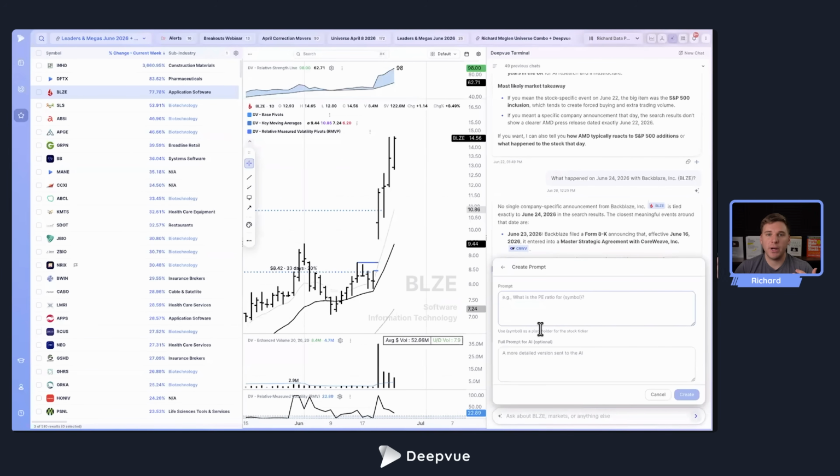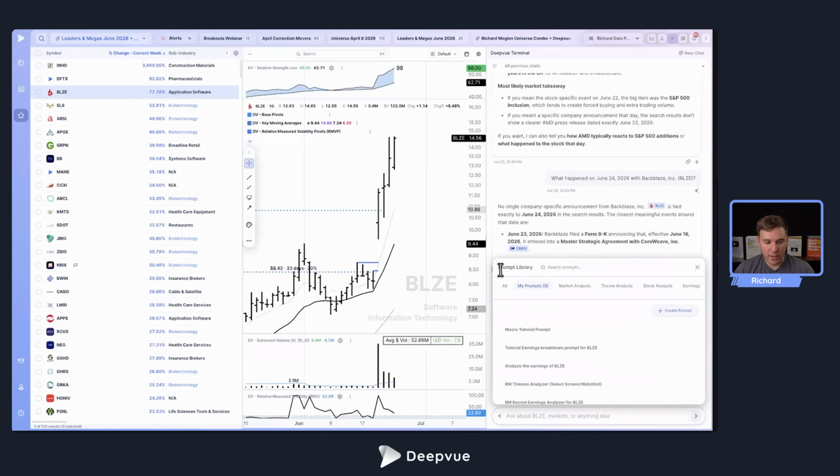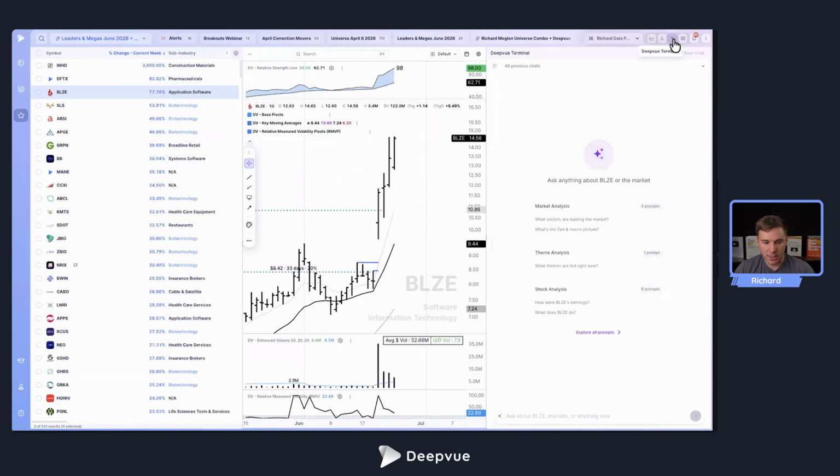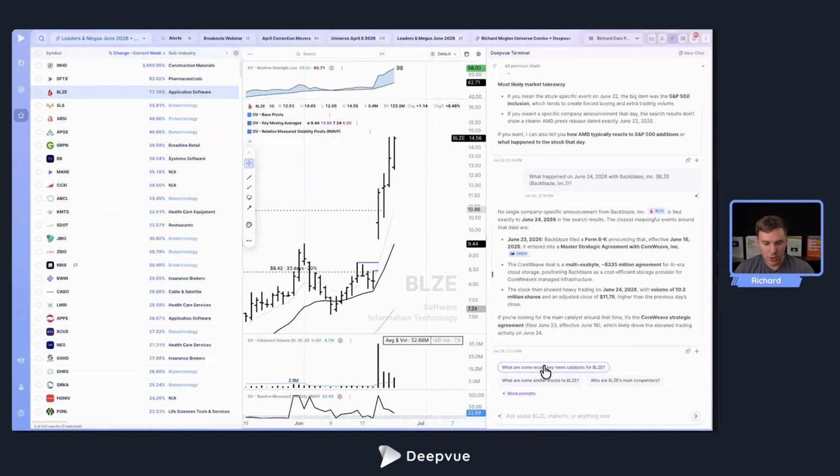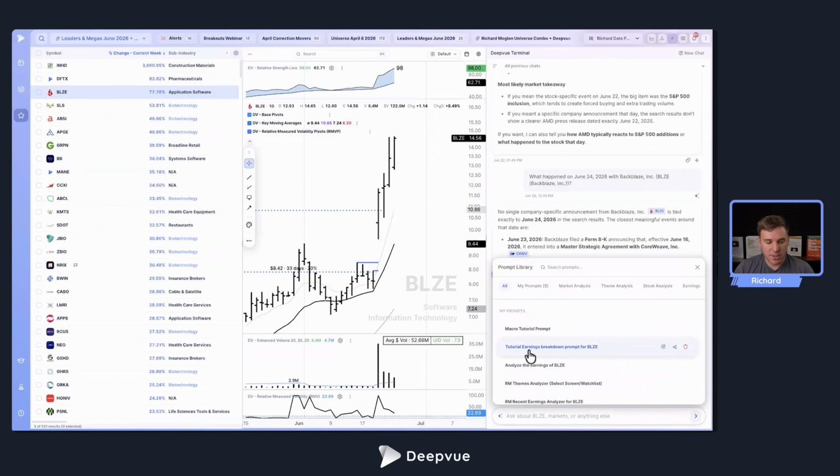So just like you can create screens in Deep View, you've got this whole AI infrastructure at your disposal. And you can basically create your own prompt and quickly access it here. Deep View AI, you open it up by clicking this button here. And by default, you could ask some follow-up questions here. We've also got, just like the screen presets, market analysis prompt presets, theme analysis prompt presets, stock analysis prompt presets. So all this is at your disposal.